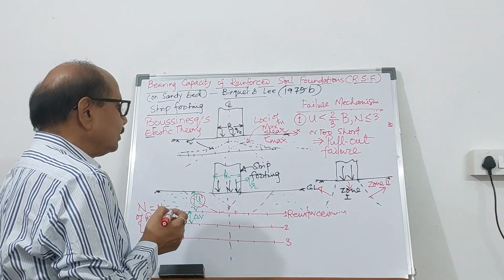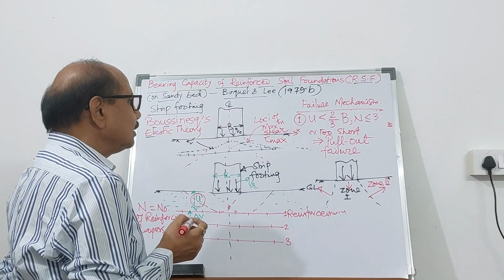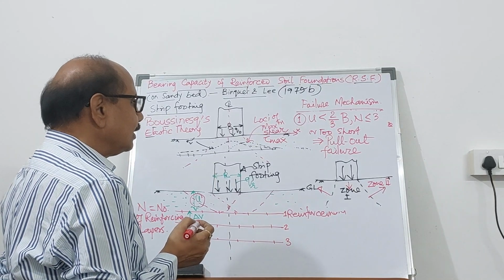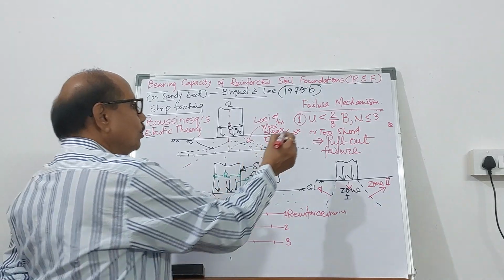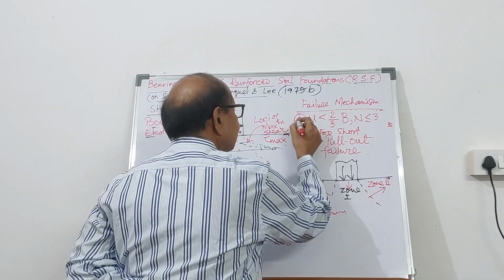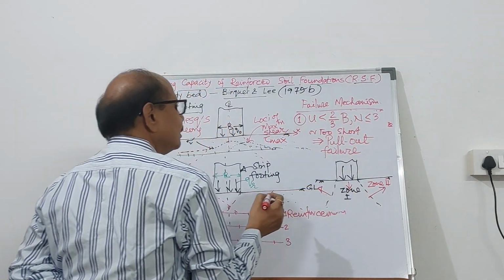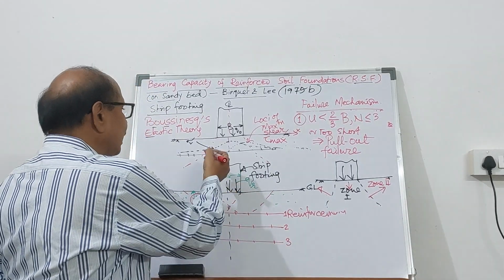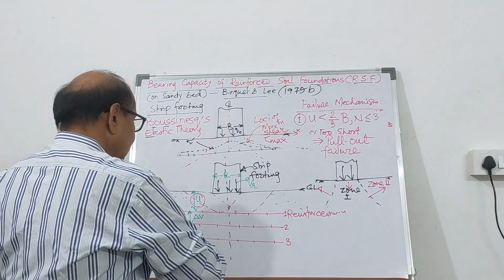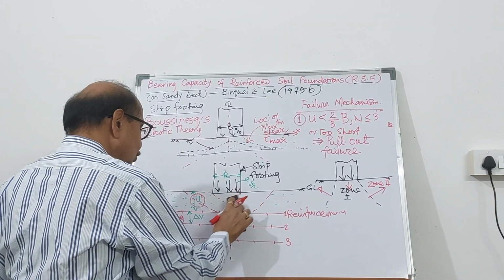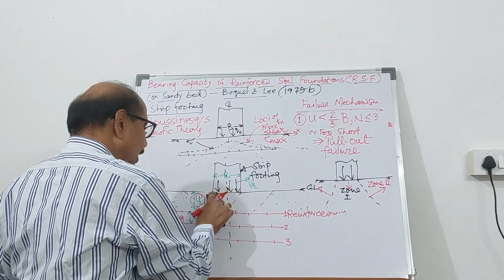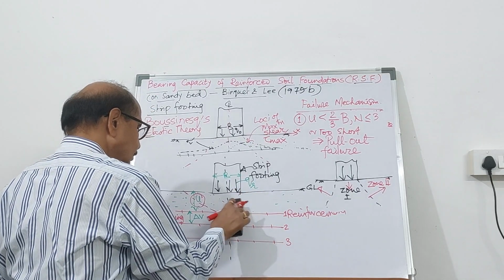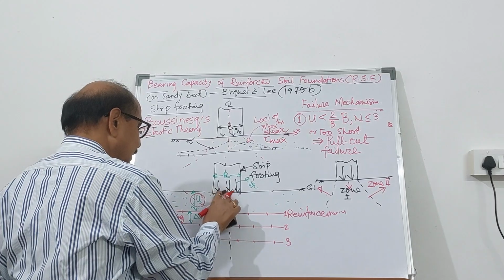So one of the failures is if u is going to be greater than 2/3 of B, that was the first, then it leads to the failure of the soil mass by shear itself. This is going to fail. So that's the one failure mechanism. This is going to fail here.